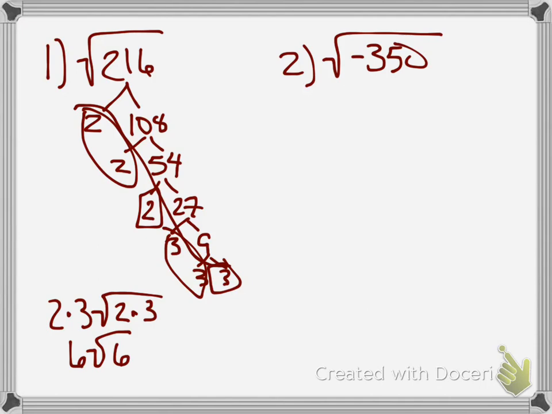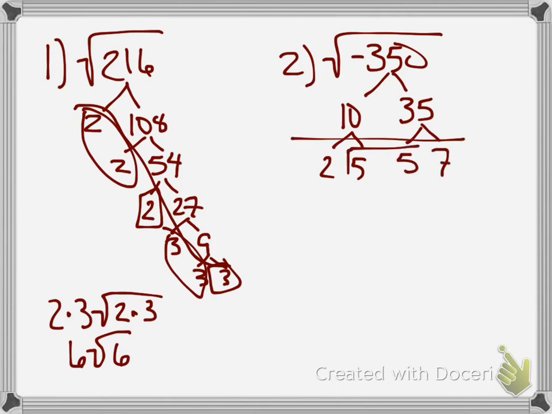Here, negative 350. Again, first thing you're going to keep in mind is that negative is going to be an i, so I'm going to ignore that. And if you see a 0, go ahead and shorten it up a little bit and divide by 10. So 10 and 35, this is 2 and 5, this is 5 and 7, and that's it. Ooh, that works out nicely. So you got a pair of 5s, 5, i, there's my i for the negative, and then 2 times 7 would be 14. So 5i square root of 14.